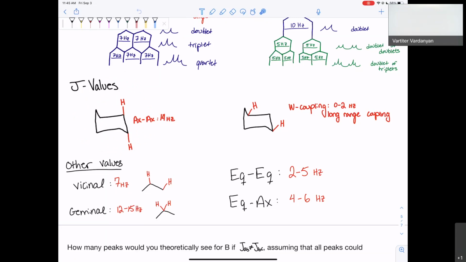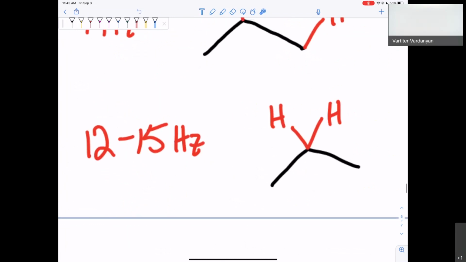If it happens to be axial, it's 14. If it happens to be equatorial, 5. Axial, equatorial, 4 to 6. Those ones we don't care as much about. You want to know vicinal, which is 7, and geminal, which is 12 to 15. Geminal is just when they're on the same carbon, like so.